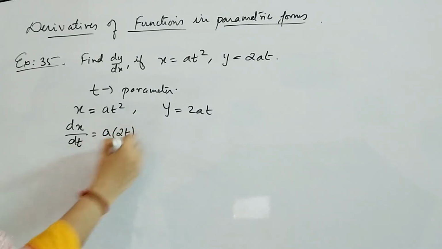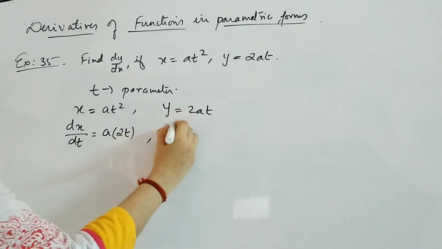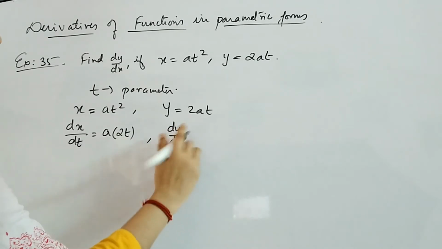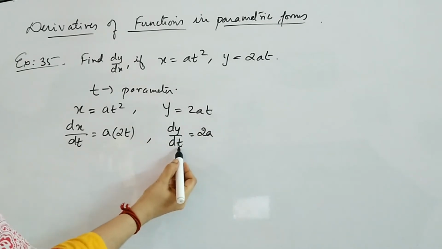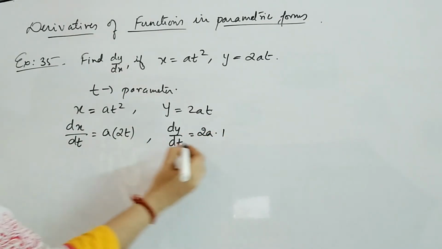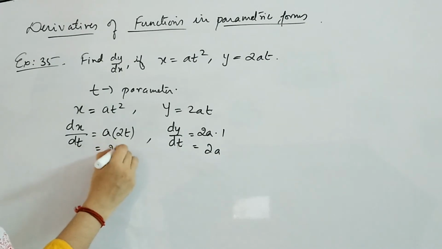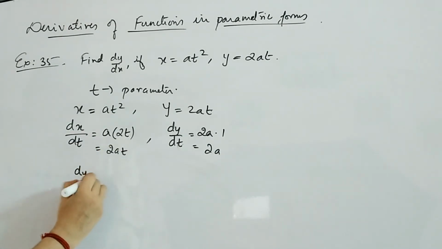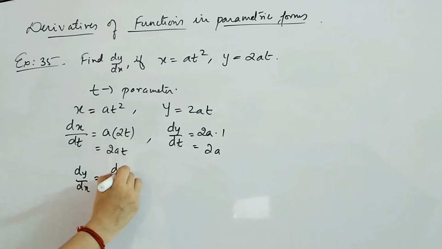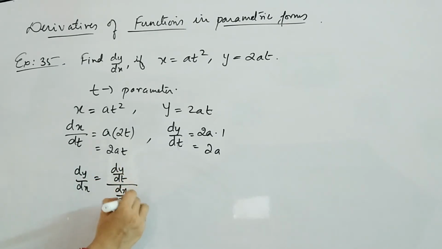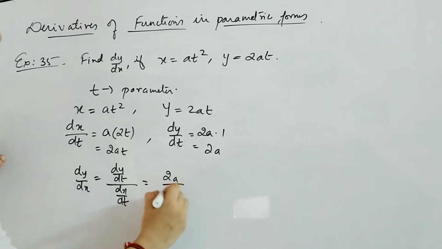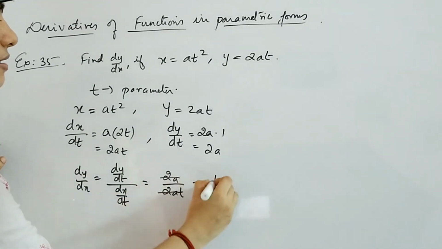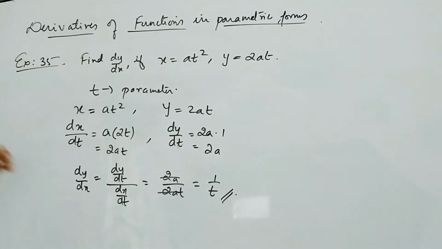You will get 2t, right? So it is 2at. And here you will have dy by dt, which is equal to 2a, t with respect to t you are differentiating, so you will get only 1. So this is your 2a and this is your 2at. Okay? And you need to find dy by dx, which is dy by dt divided by dx by dt. dy by dt is 2a, dx by dt is 2at. 2a and 2a cancel, you will get 1 by t as the derivative of y with respect to x. Okay.